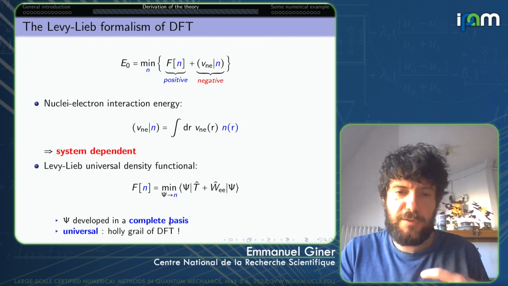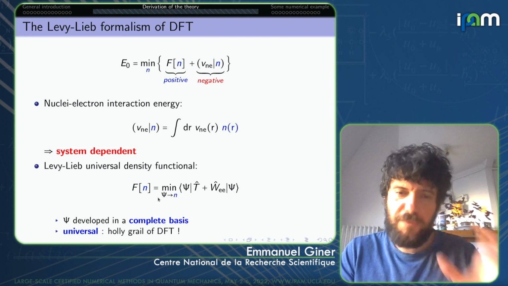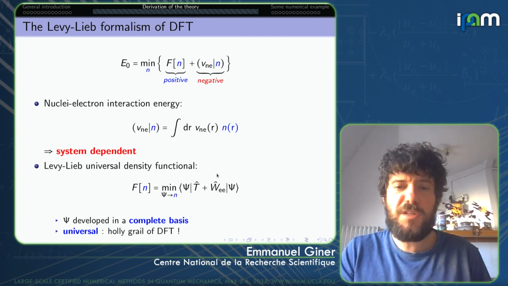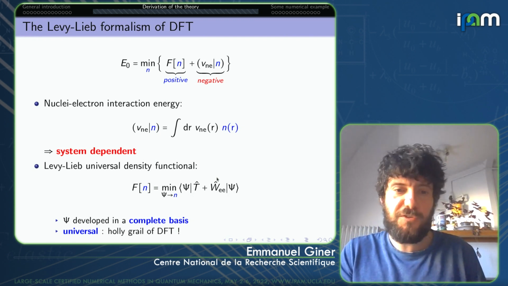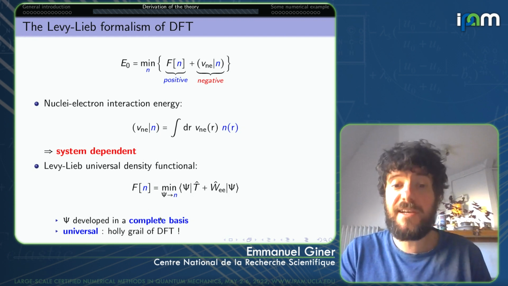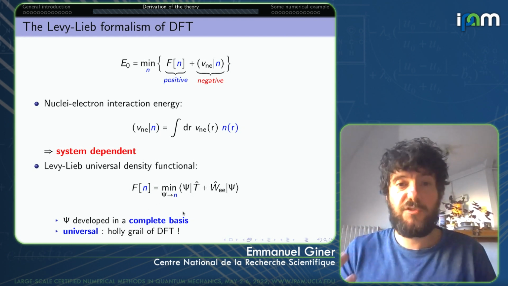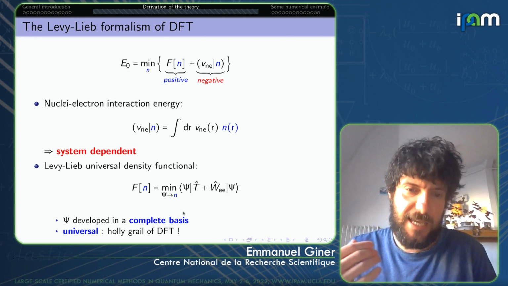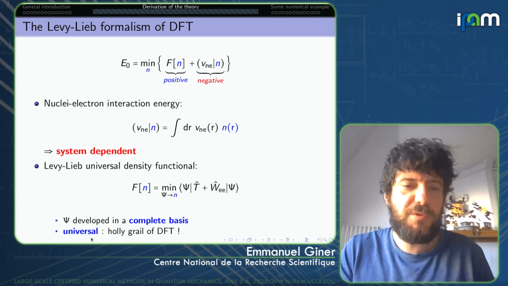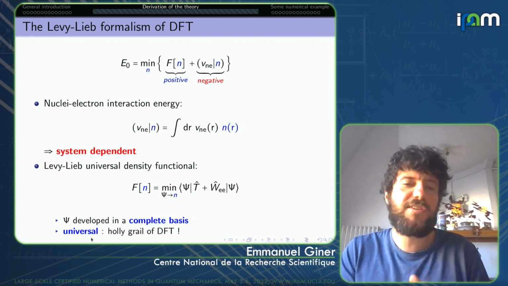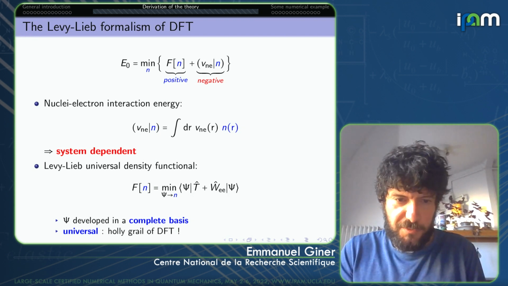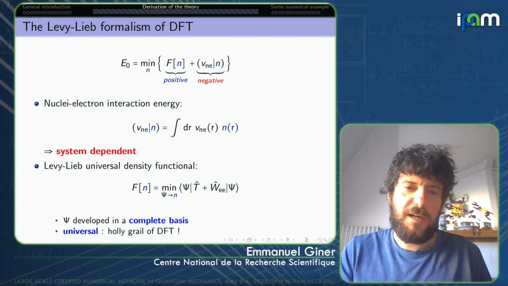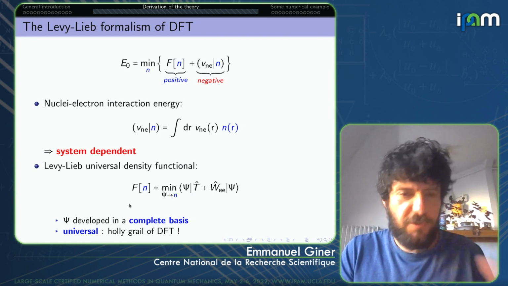And how is it obtained? It is obtained formally as follows: you give it a density and then you minimize over all possible N-electron wave functions that give you that density, and you minimize essentially the positive part of the Hamiltonian. Here, psi are developed, of course, in a complete basis set, and this is why you get the exact ground state energy. The important point is that F is really universal, and that's why it's the holy grail of DFT, and that's what people have been looking for for maybe 30 years. So let's assume that we know this functional.